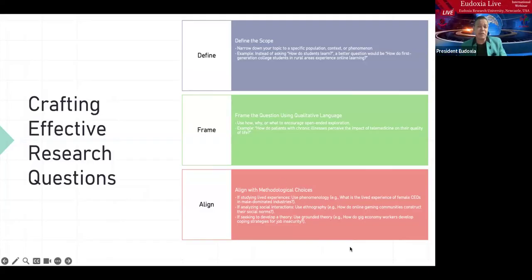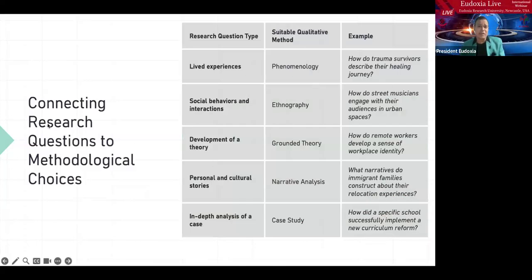Align with the methodological choice. You have to understand these things. In upcoming days, we will go in depth into the alignment part, how you have to align with your methodological choice. It is a very important table I am sharing with you, connecting the research question with the methodological choice. I think this is very, very important for you. It is not available in any book. You cannot find it.